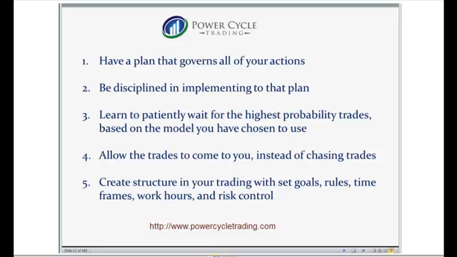And one of the key components is you want to learn to patiently wait for the highest probability trades based on the model you have chosen to use. This is one of the biggest problems with most traders, is just having patience to wait for the proper setup. So you want to allow the trades to come to you instead of chasing trades. That's the other big problem many traders have, is you get antsy, you get frustrated, and you chase trades, and you end up losing usually when you do that.